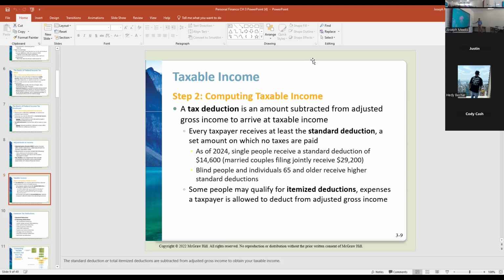So for this reason, tax credits are almost always better. If you have a choice between the two, and college students do, because you can write off tuition or you can take the tax credit, the tax credit is almost always better.